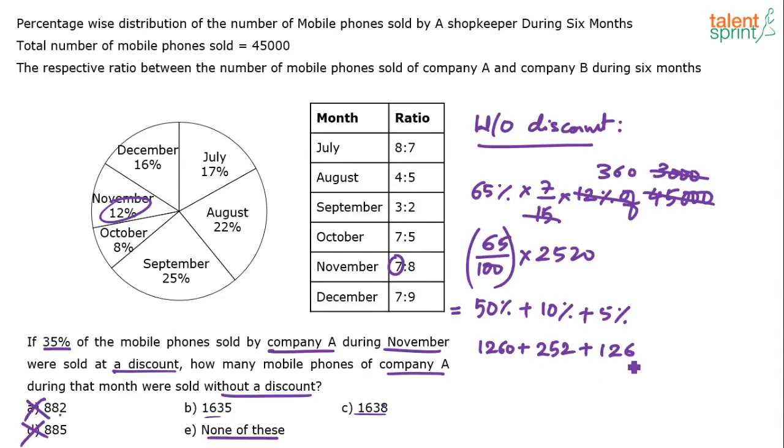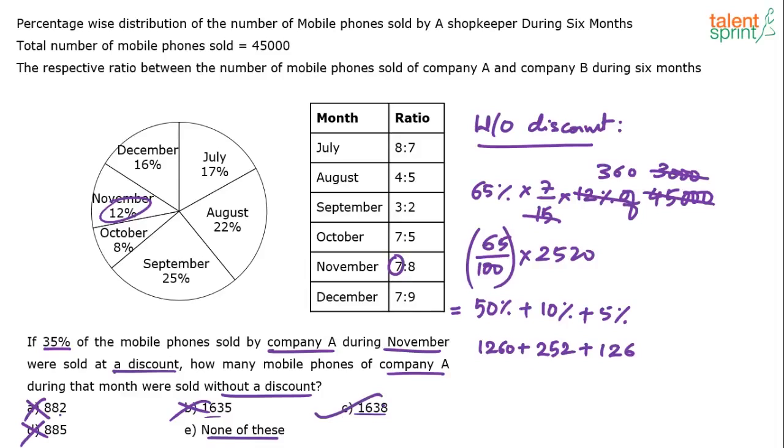Anyway, I know that the unit digit is going to be 8, so option B is also eliminated. Now, if you don't want to do the complete calculation, mark option C as the answer. High chances that option C is correct because the unit digit is matching. Otherwise, complete it. 1200 plus 200, 1400 plus 100, 1500. 1560, 1610, 1630 and 1638. Option C will be the answer.